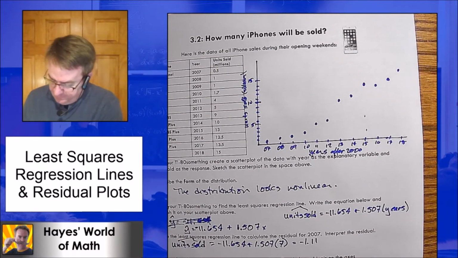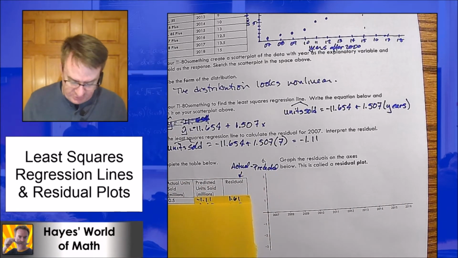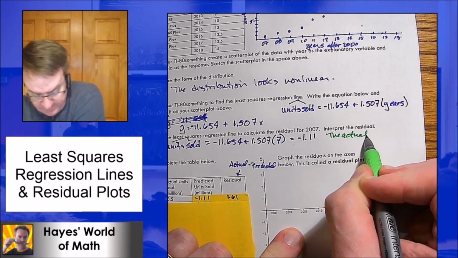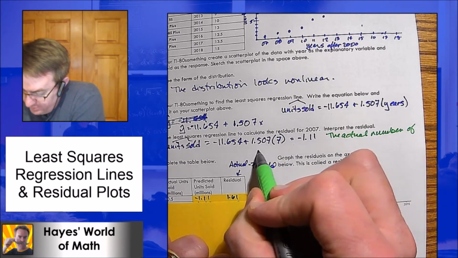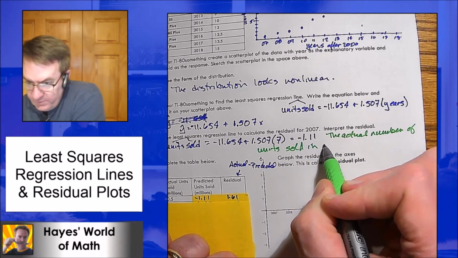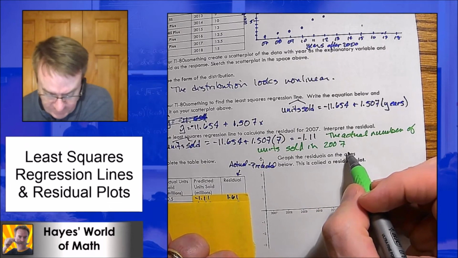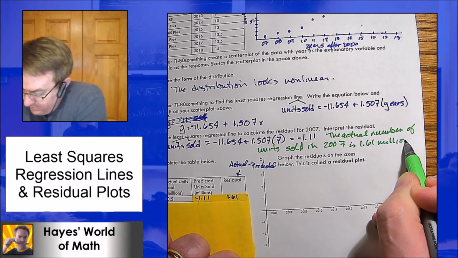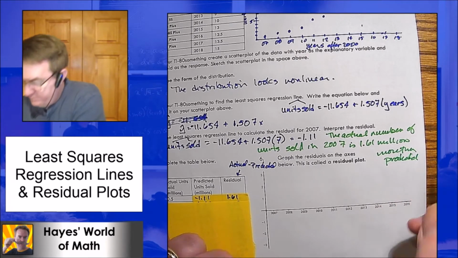All right. So we're going to go through and you're going to complete the table down below. So, oh, wait, we forgot the interpretation, Mr. Hayes. You're right. The actual number of units sold in 2007 is 1.61 million more than predicted. Ta-da!